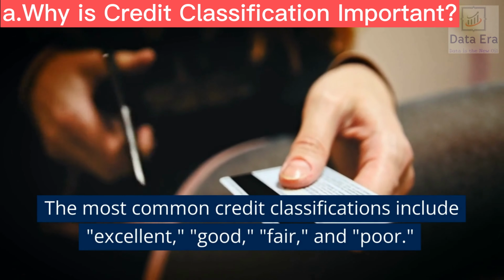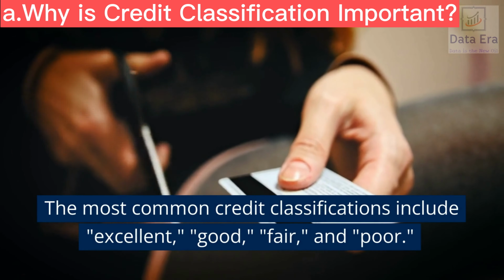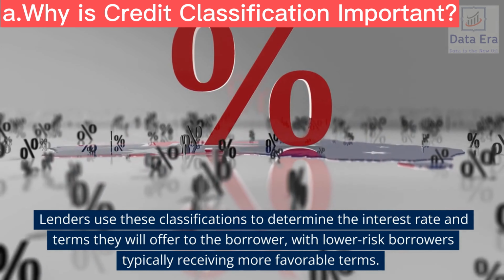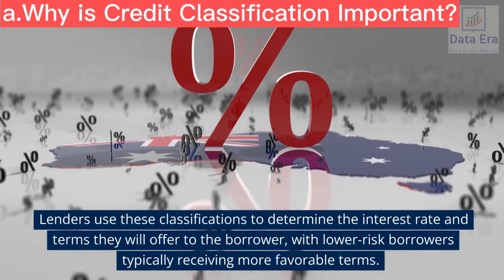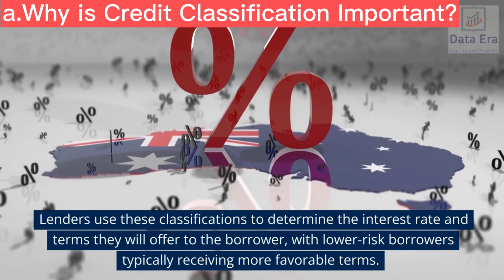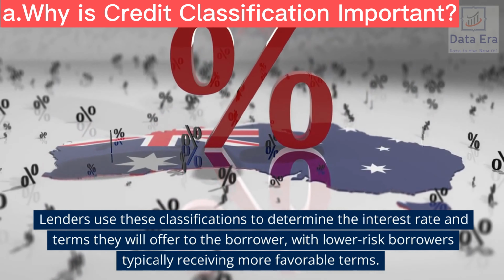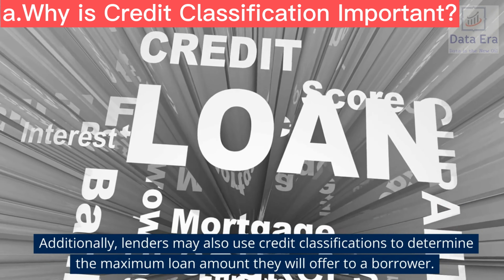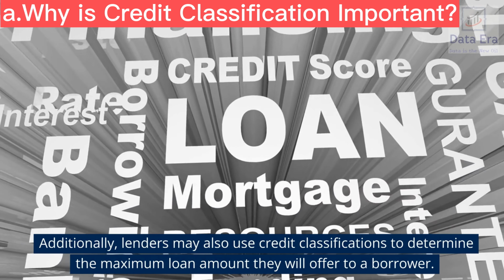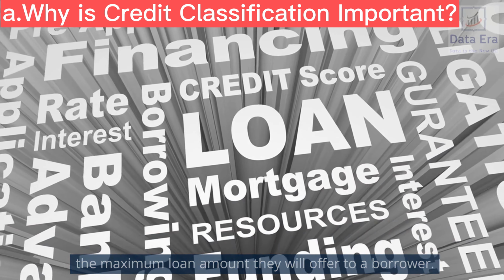The most common credit classifications include excellent, good, fair, and poor. Lenders use these classifications to determine the interest rate and terms they will offer to the borrower, with lower-risk borrowers typically receiving more favorable terms. Additionally, lenders may also use credit classifications to determine the maximum loan amount they will offer to a borrower.